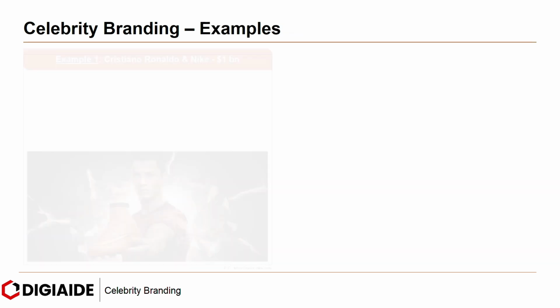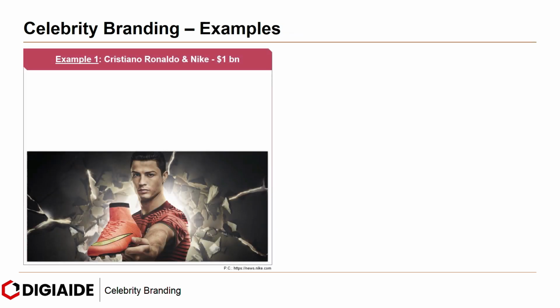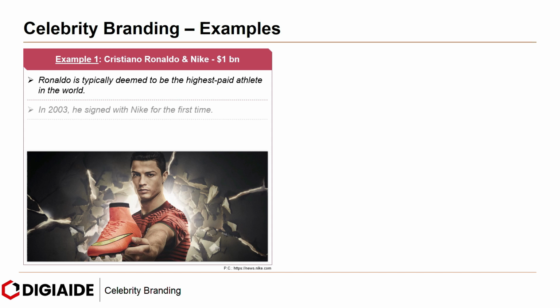Moving on to certain examples, starting with the first one, Cristiano Ronaldo and Nike. Ronaldo is typically deemed to be the highest paid athlete in the world. In 2003, he signed with Nike for the first time. He also signed a lifetime deal in 2016, which was valued at $1 billion.